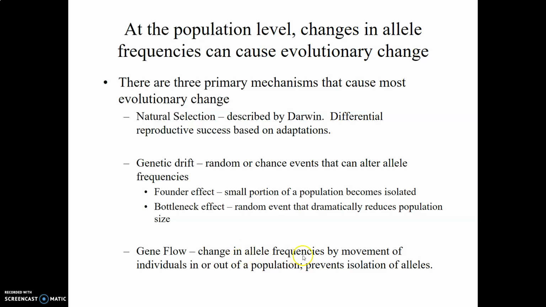Now, change in allele frequencies by the movement of individuals in or out of a population prevents the isolation of these alleles. And as we'll see in just a moment, once these alleles begin to get isolated, we begin to disrupt something called gene flow. As long as there is gene flow in a population, we're going to see the population stay fairly the same. But as soon as those alleles become isolated, we're going to begin to see adaptations and population changes occur that can produce new species.